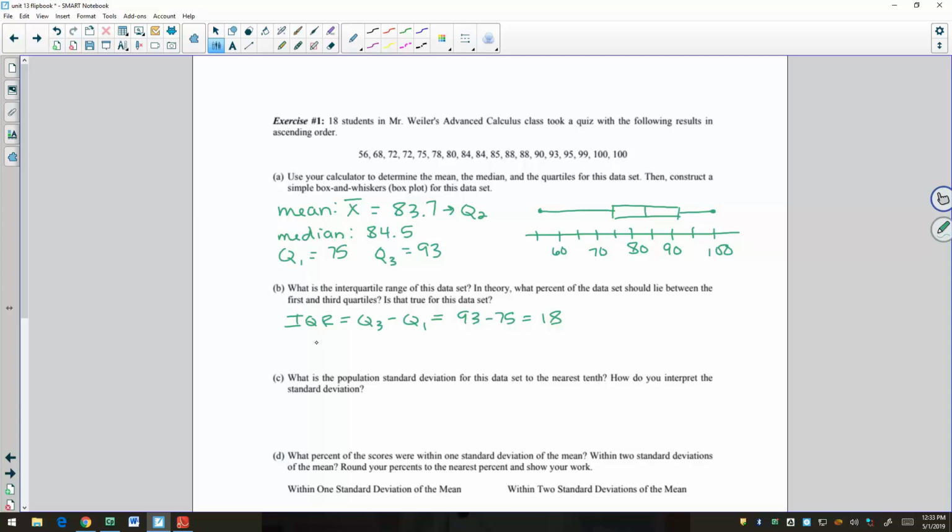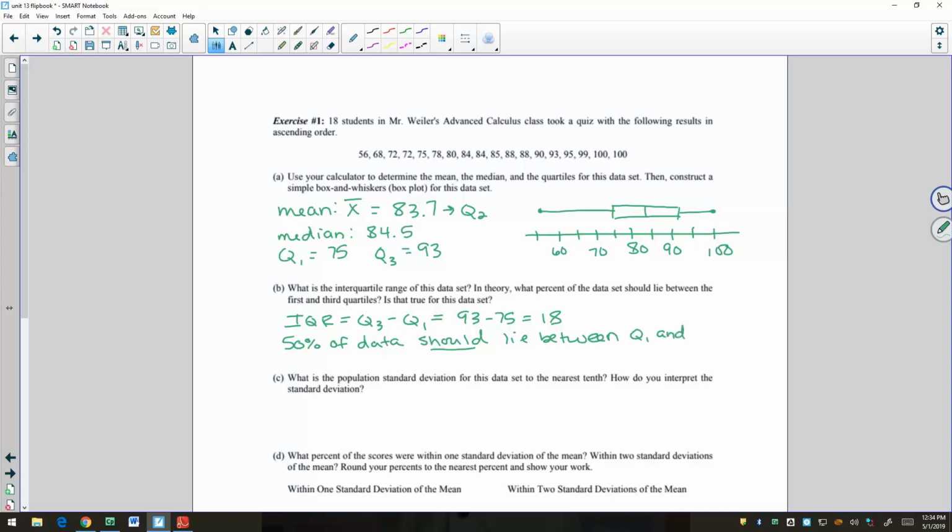Now, ideally 50% of the data should lie between quartiles 1 and 3. Should lie, it doesn't mean it always is exactly 50%. But the other 50% should be below quartile 1 and above quartile 3.